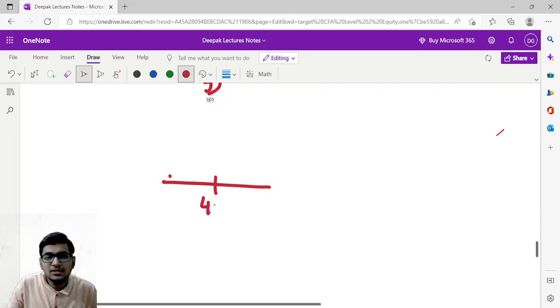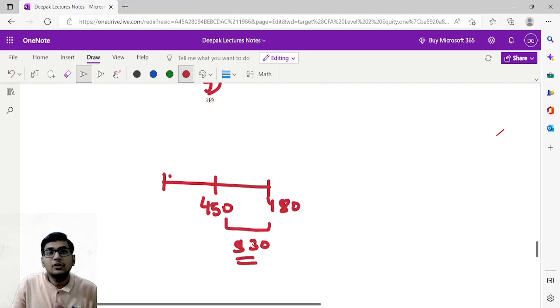Currently the stock price is trading at 450. Your model is showing that the share price is 480. Clear? So you see that the share is undervalued by $30. Clear? What will you do? You will buy it. Clear?